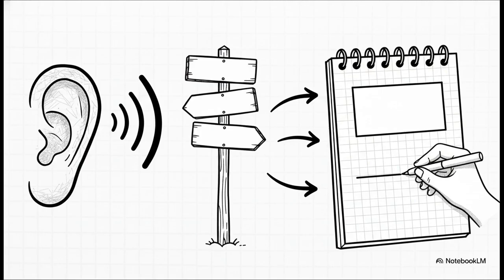Now, the real secret sauce here is knowing exactly when to create a new heading or drop down to a new bullet point. You do it by listening for what we call spoken punctuation, or signposting language. You see, effective speakers explicitly tell you how their information is structured.